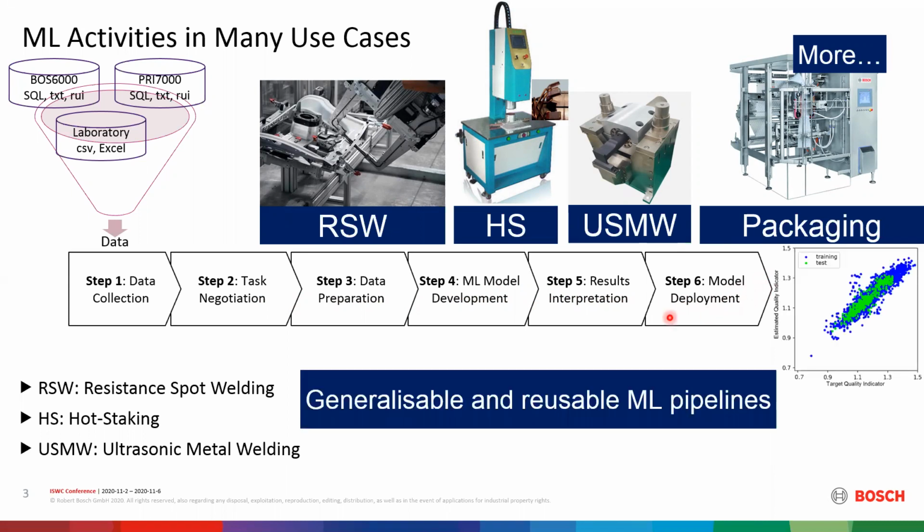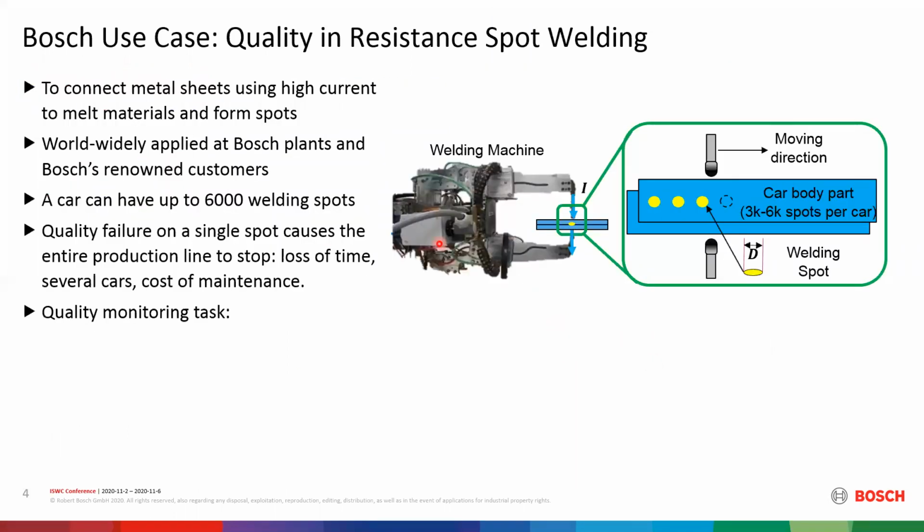Since we have so many use cases, it is very important that the machine learning methods should be generalizable and reusable. Let us focus on one use case, that is resistance spot welding, in which the welding machine connects two metal sheets using high current. The metal materials between the worksheets will melt and then congeal to form a welding spot to connect the metal sheets. This process is worldwide applied at the Bosch plants and Bosch's renowned customers.